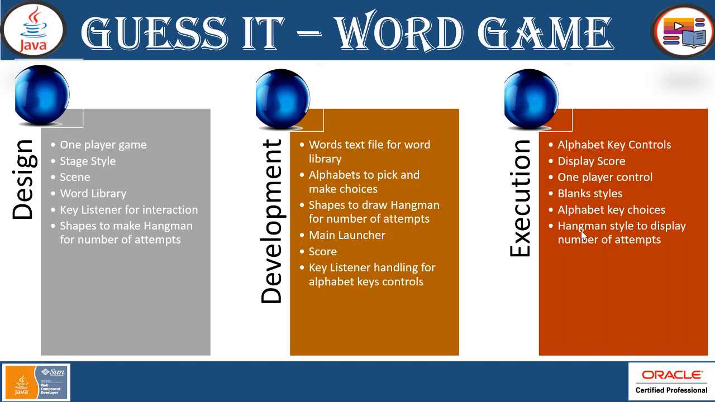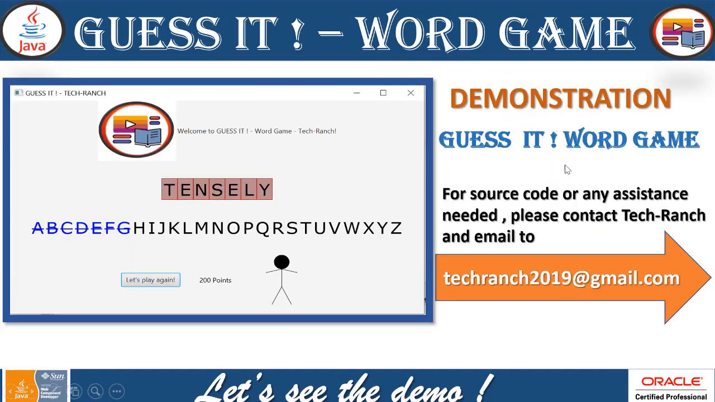Blank style means it's like a fill-in-the-blank style. So it will be empty boxes, and when we pick the alphabet, if it is correct, then it will print in the blank style. Alphabet key choices, hangman style to display the number of attempts. Now let's take a look at the demonstration.